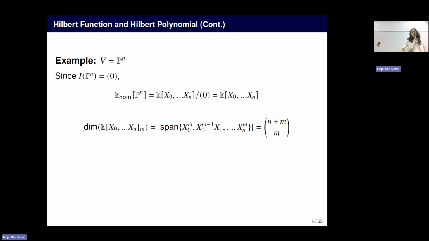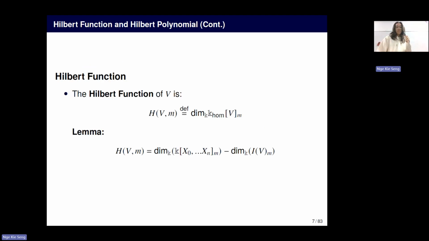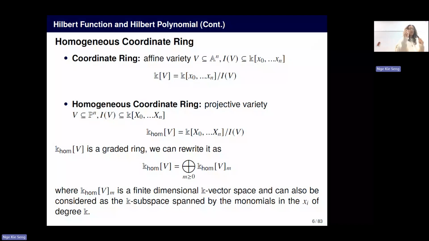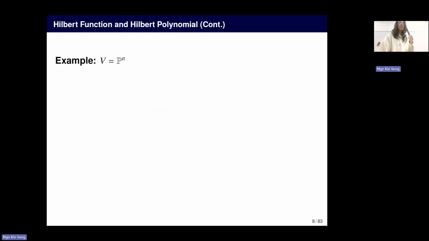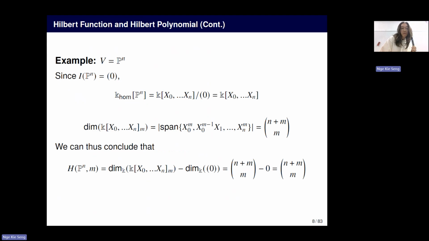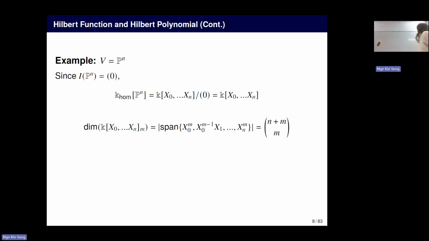And so like what we said just now, the dimension of the homogeneous pieces just equals the dimension of the subspace spanned by the monomials in the Xi of degree K. So what we are calculating here is only the cardinality of the span of the monomials with degree M. So this is a simple question of combinatorics.